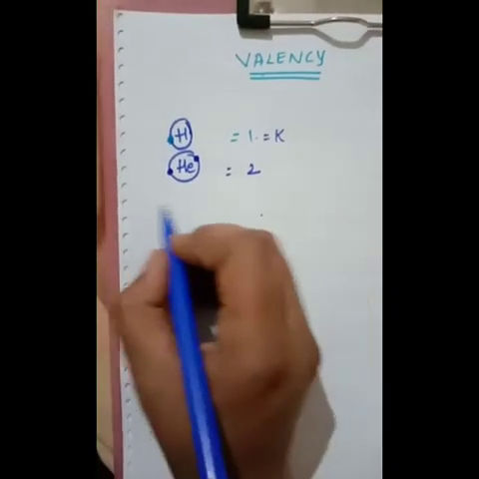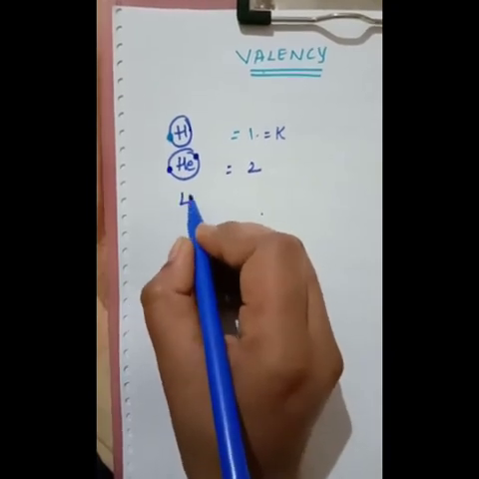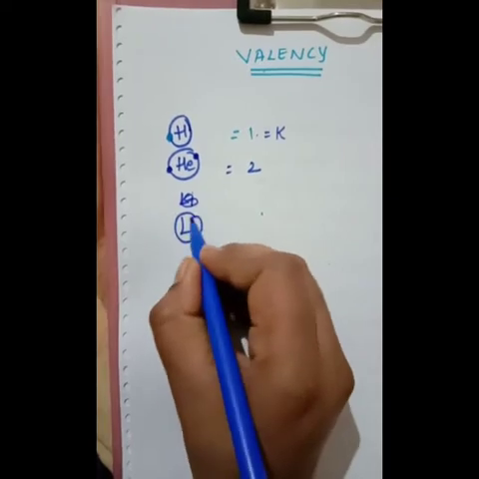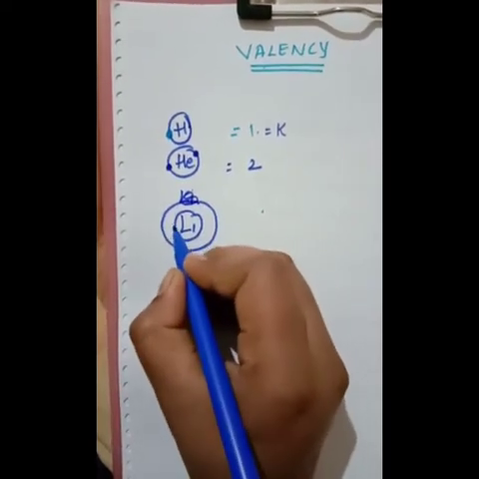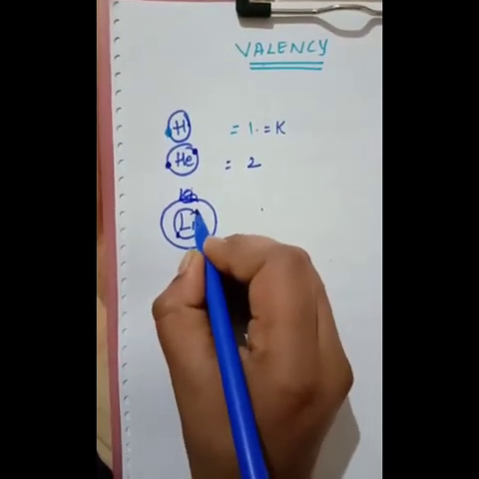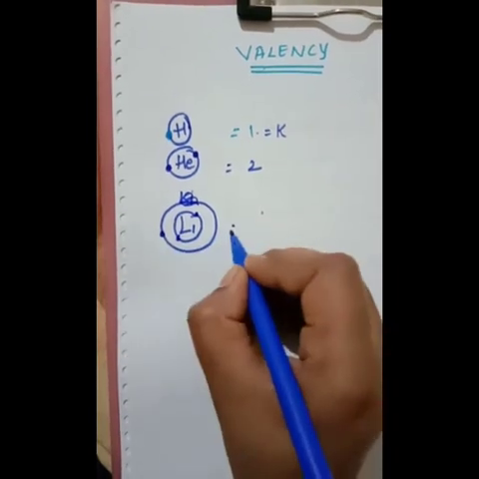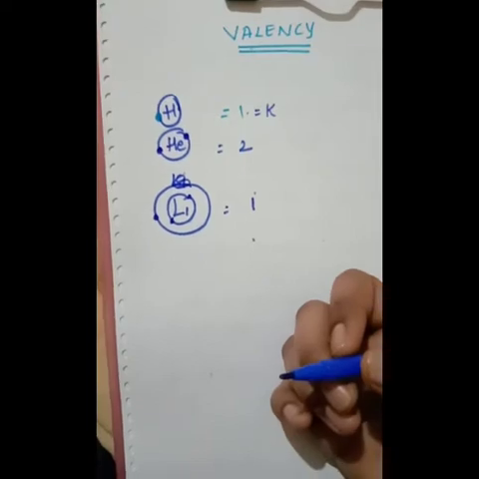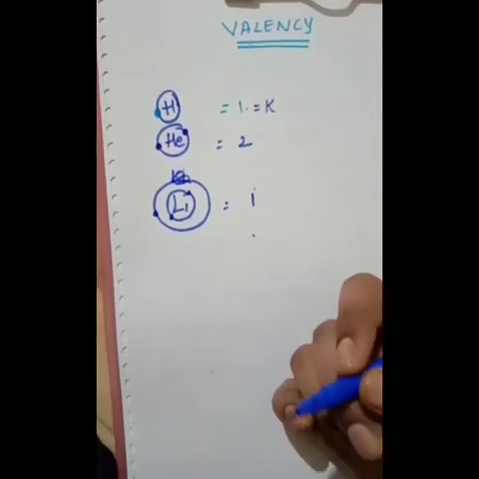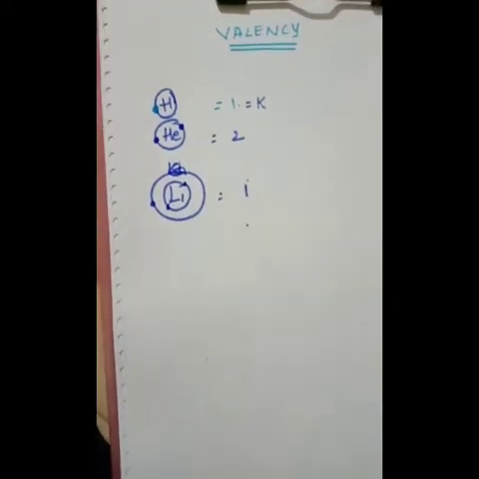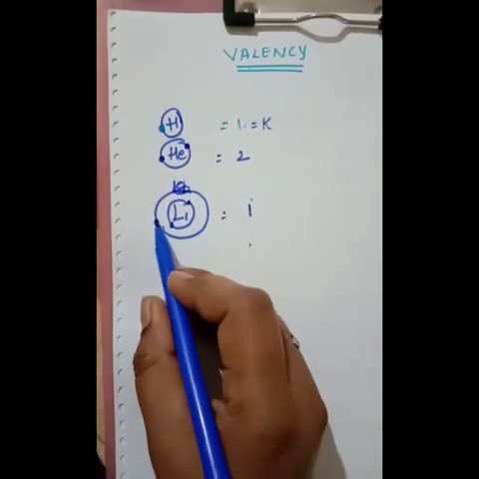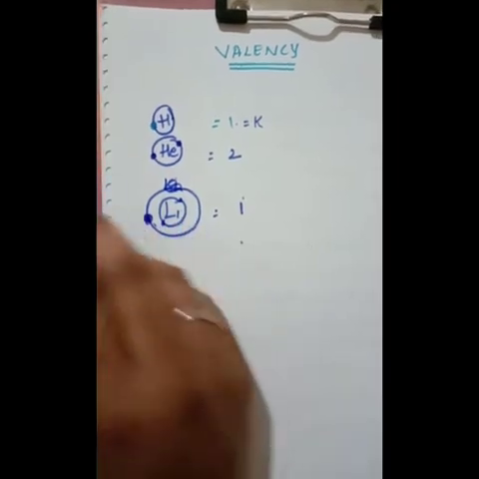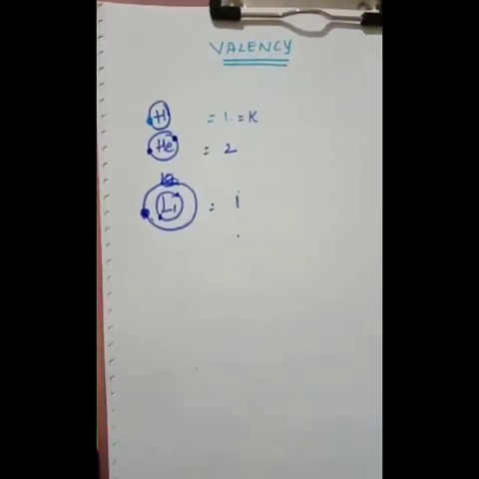Now we shall look into lithium. Lithium has 2 shells, and here you see 2 protons and 1 electron. So the valency is 1. It is continued till 18 elements. You can go to the textbook page 50. How many electrons are there in the outermost shell? That is said to be valency.